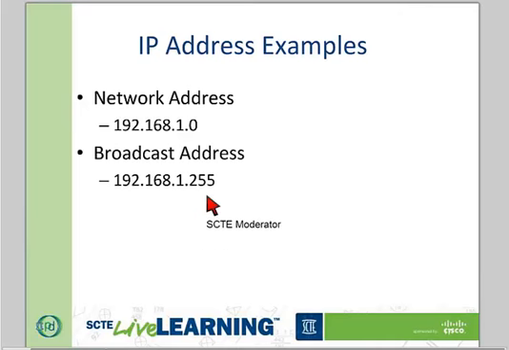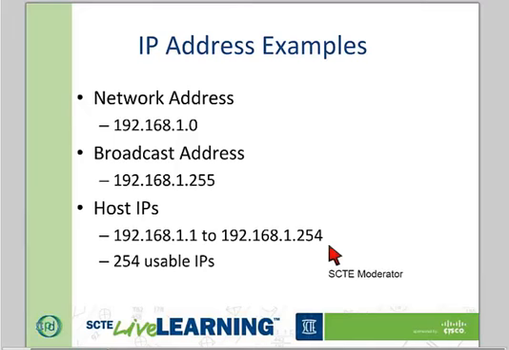Our broadcast address, putting all 1s in the host portion, as we showed earlier in the previous slide, that's all 1s, or 255, and here's 255 in the host portion, which means all 1s. Then we have host IPs.